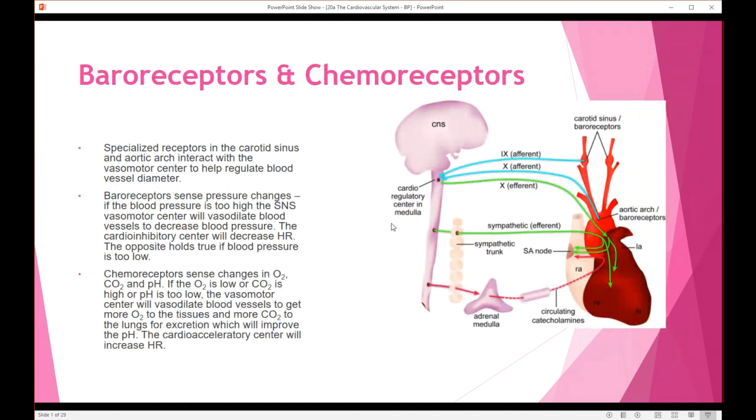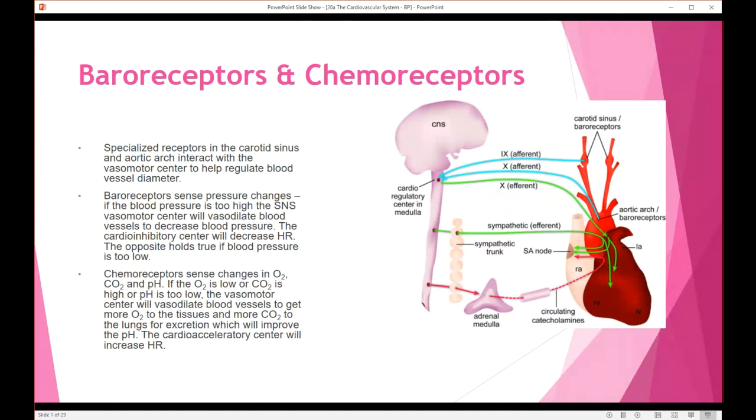Okay, so we also have baroreceptors and chemoreceptors. These are specialized receptors within the carotid sinus and the aortic arch, and they interact with that vasomotor center to help regulate our blood vessel diameter. The baroreceptors, they sense pressure changes, right?